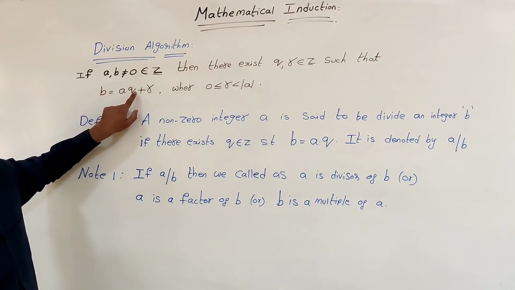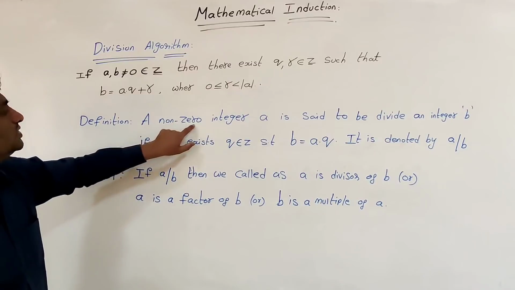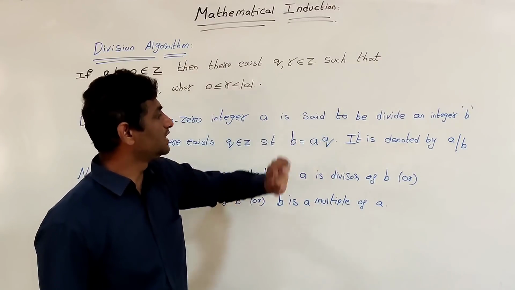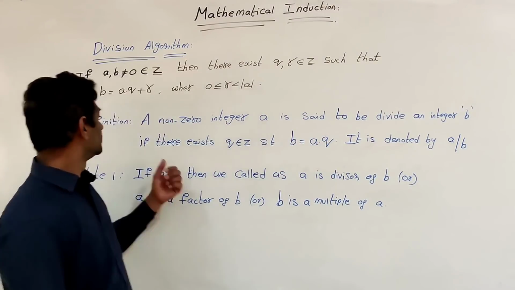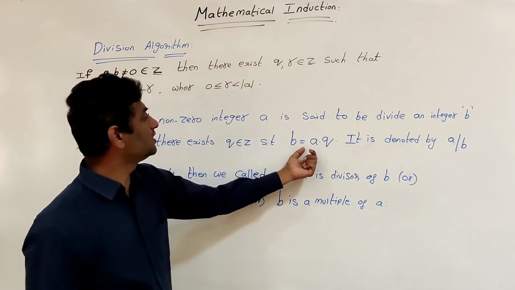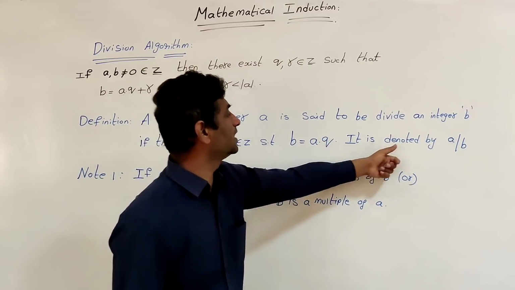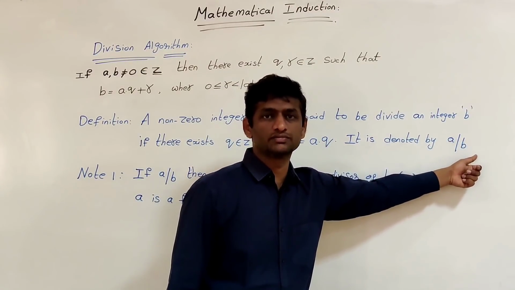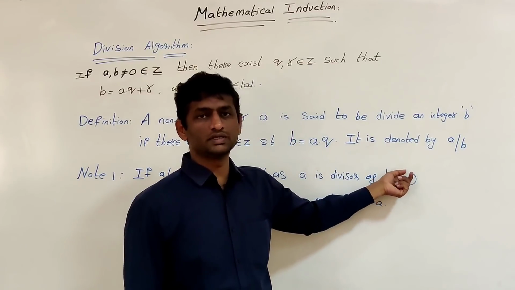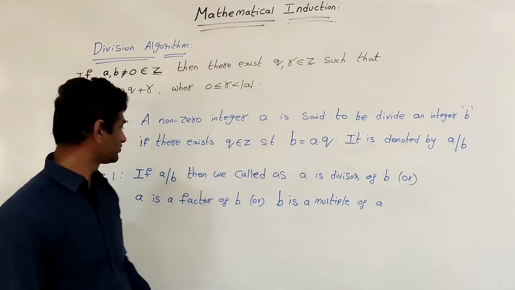b is equal to a into q, which means it is a multiple of a. That is, if a non-zero integer a divides an integer b, then there exists q belonging to Z such that b is equal to a into q, and the remainder is 0. Then we can say that a divides b. So that is divisibility, and a is a divisor of b.